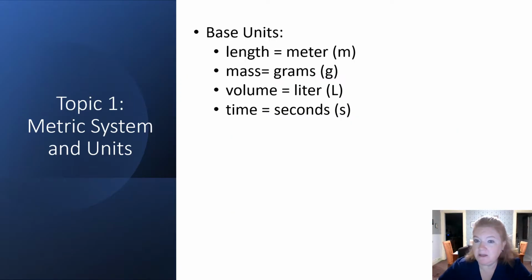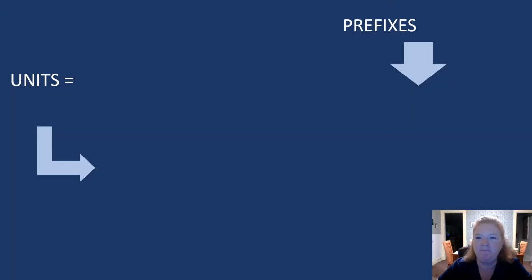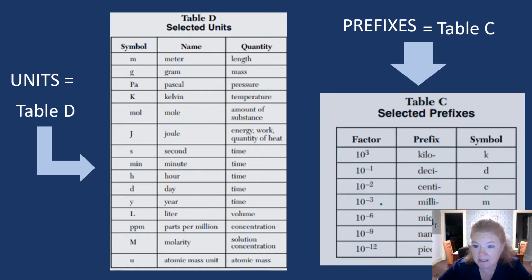These are some base units, right? But remember, you do not have to memorize these as they are on table D in your reference table. Okay. Also, that was a staircase, but we'll talk about that again. So units are found on table D, looks like this. Prefixes are found on table C, looks like this. And we can use the prefixes to build the staircase.